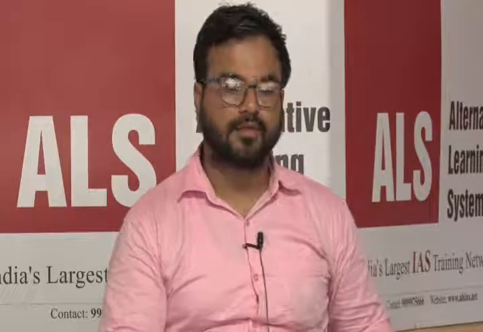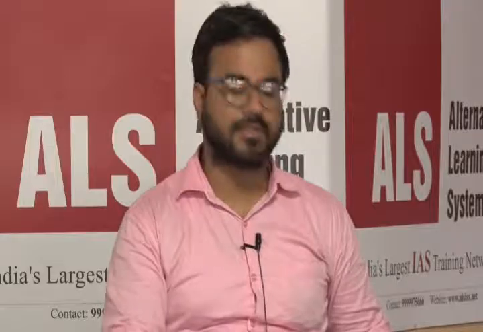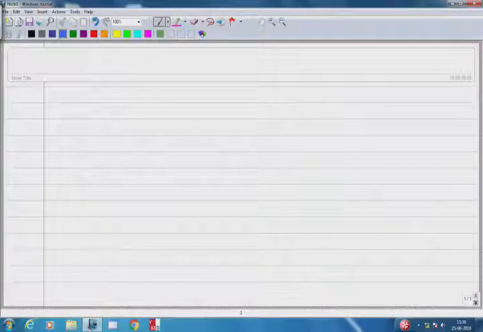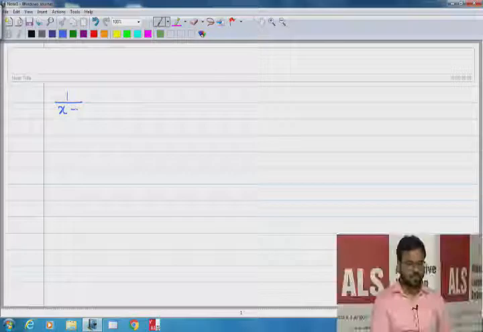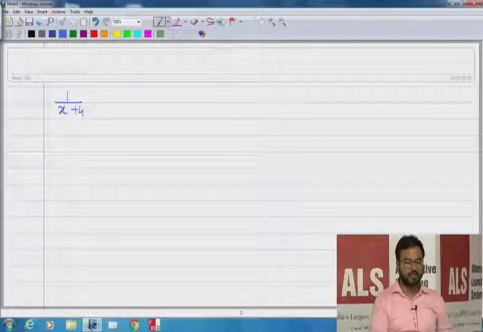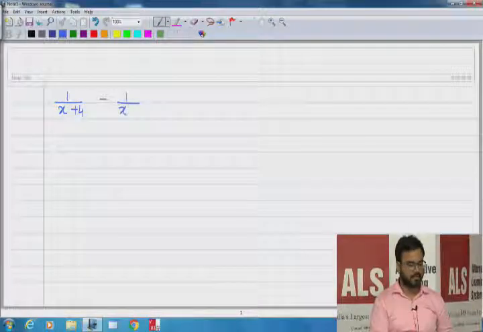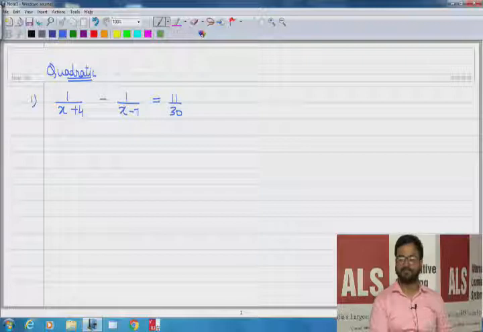So the first question, try to solve this one. One over x plus 4 minus 1 over x minus 7 is equal to 11 over 30. This question is from quadratic equation. Find the value for x.